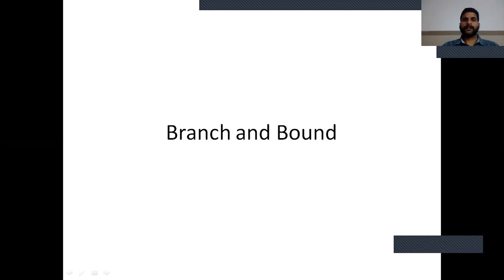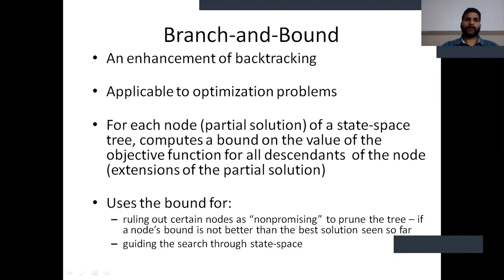Dear students, today in this lecture we discuss the concept of branch and bound. Branch and bound is an enhancement of the backtracking approach. The main application of branch and bound is the optimization of problems. For each node, a partial solution of a state space tree, we compute a bound on the value of the objective function for all descendants of the node, that is, extensions of the partial solution.